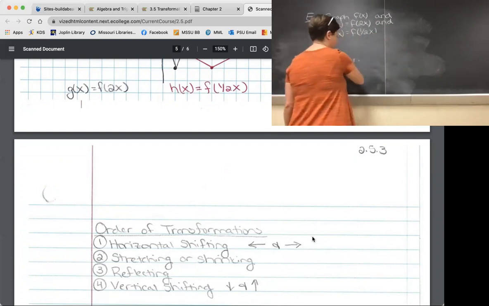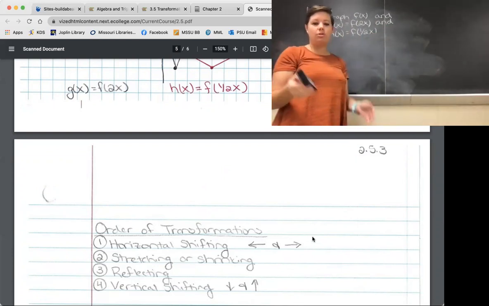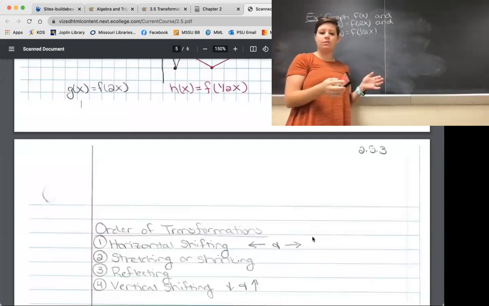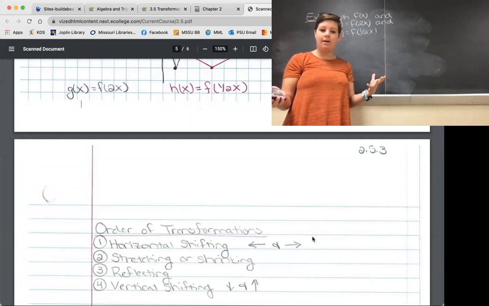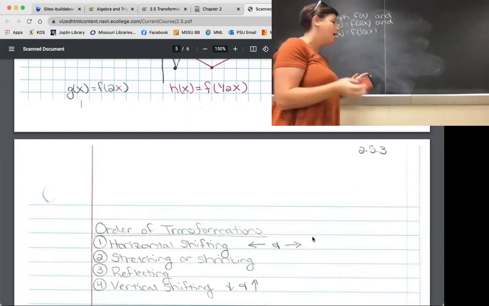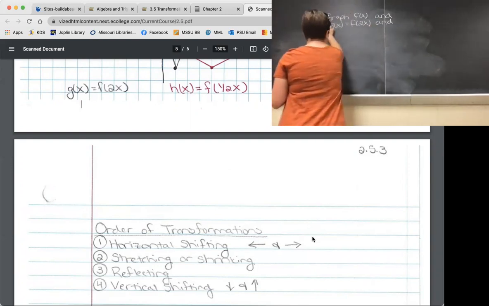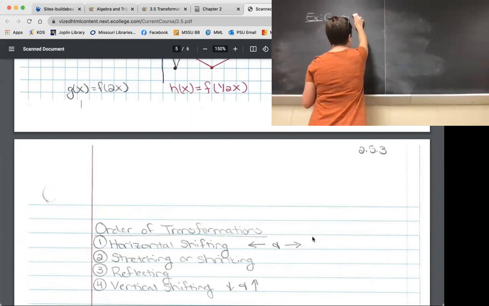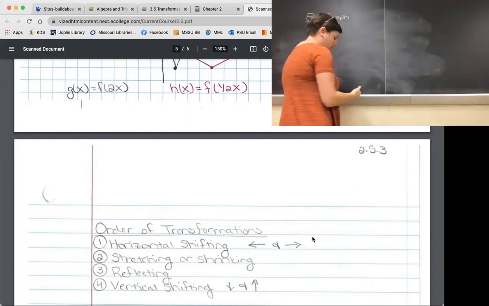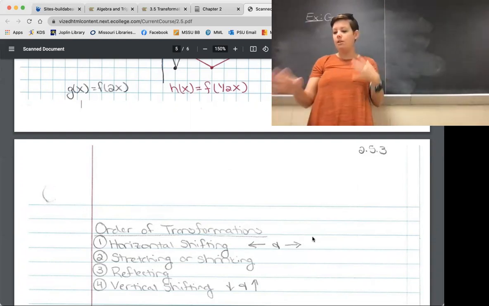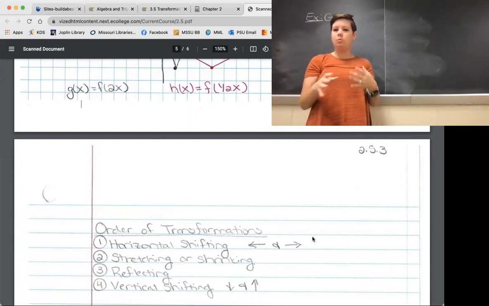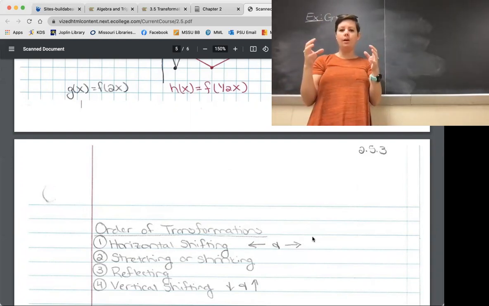And that is what is on the notes right there, where you're going to do your horizontal shifting first. Then you're going to do any of your stretching and shrinking that you have. You're going to reflect either about the X or the Y axis if you have that. And then at the very end is when you do your vertical shifting.